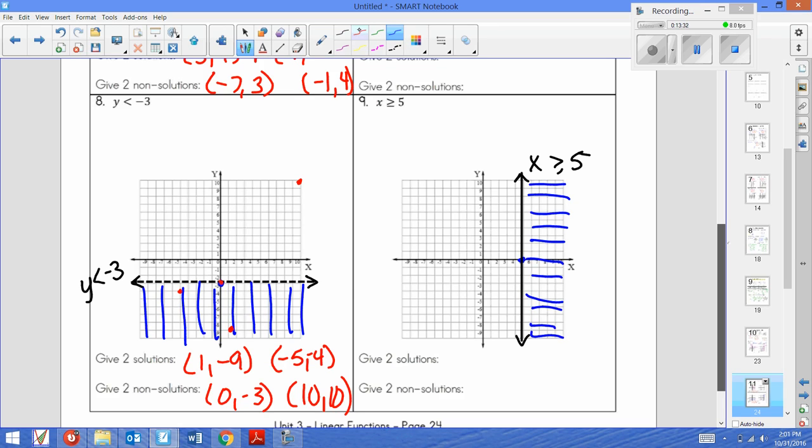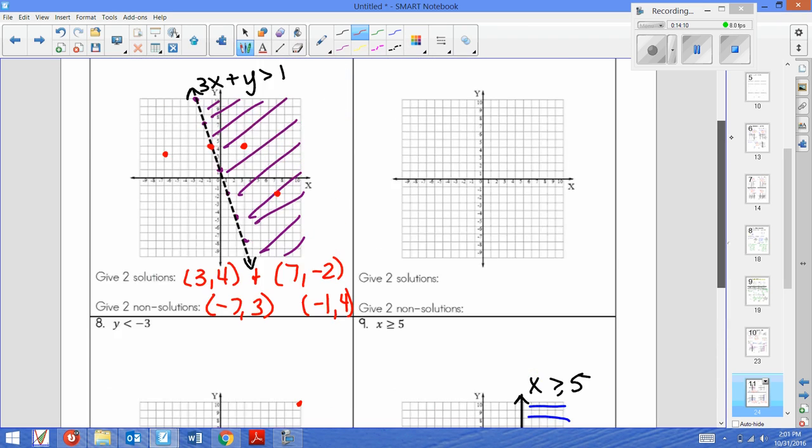If we want to start picking solutions, we can pick points that are actually on the line now, like the point 5, 6. That would work. And any point in the shaded area. So let's say 9, -2. Okay. Non-solutions. Hey, the origin's not working, so let's put that in there. 0, 0. That's a fun one. And how about -6, 3? Because that is not in the shaded area.